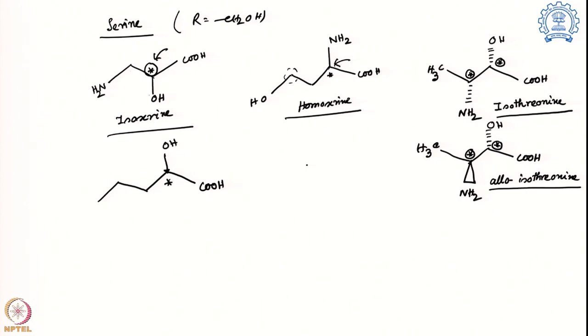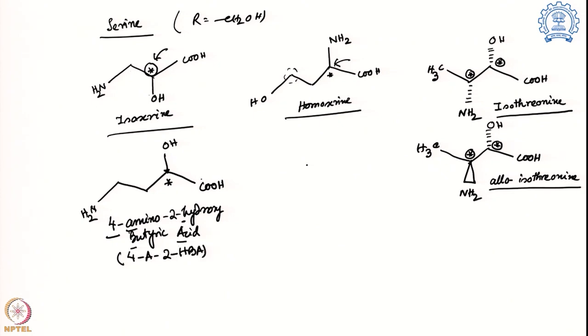So this is a chiral center over here, and this is known as 4-amino-2-hydroxy butyric acid. So take the first letter of each name, and the name comes as 4A2HBA. The name is coming from this way because this is the carbon number 1, 2, 3, 4.